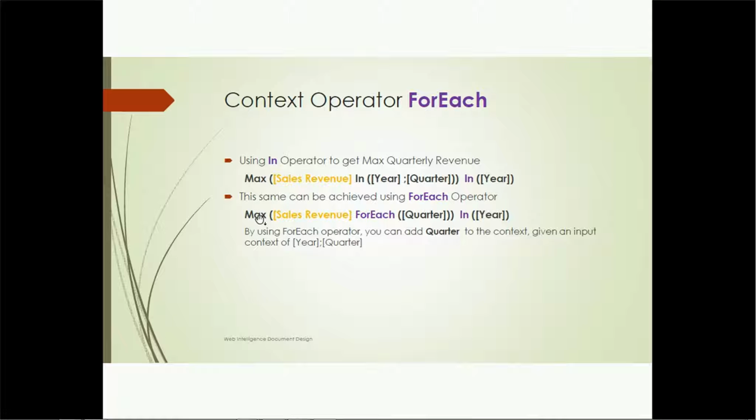So how it is: max of sales revenue for each quarter. It will take the data for each quarter as max of sales value in year. You can add quarter to the context given an input context of year or quarter. So this is the way we can add the for each operator.